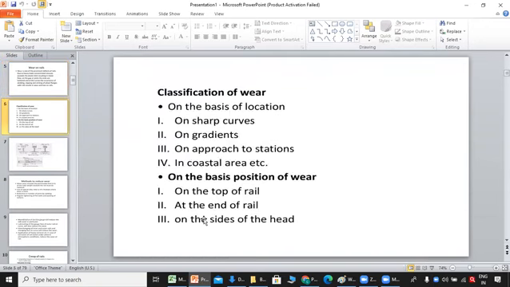Now see the classification of wear on the basis of location and on the basis of position of wear. On the basis of location: on sharp curve, on gradient, on approaches to station, and in coastal area. These are some locations where the chances of wear may increase.